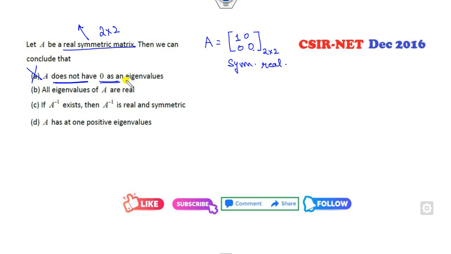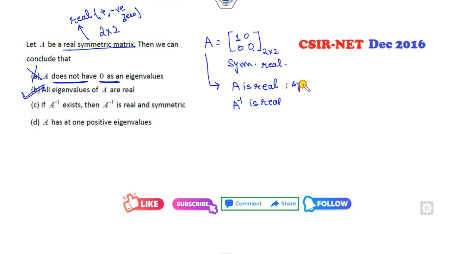All the eigenvalues of A are real. Yes, that's true. All the eigenvalues are real. Real means it may be positive, it may be negative, or it may be 0, but it must have a real eigenvalue. If A inverse exists, then A inverse is real and symmetric. That's true, because A is real. Fine, so A inverse is also real. A is symmetric, so A inverse is also symmetric. So yes, that's also true.